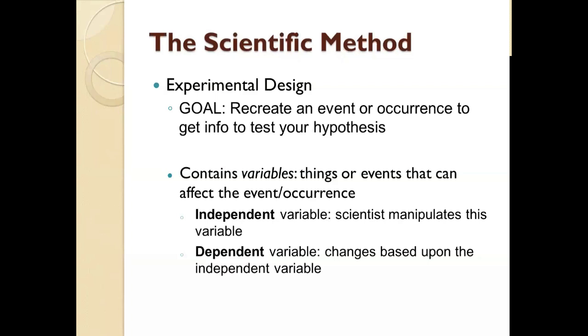The experiment itself tries to recreate something that's happening in the wild. Every experiment contains variables. And just like in math, these variables can be anything. Okay? They are something, a thing, event, an amount that can affect the occurrence of the relationship. It's important that you know that variables come in essentially 2 forms, the independent variable and the dependent variable. Know the difference between the two.